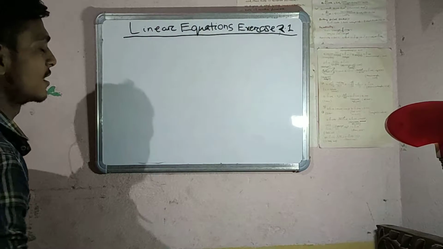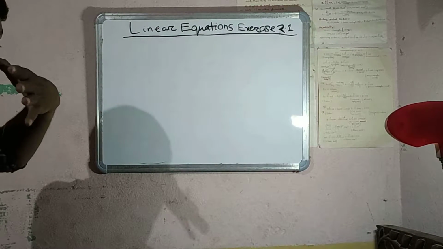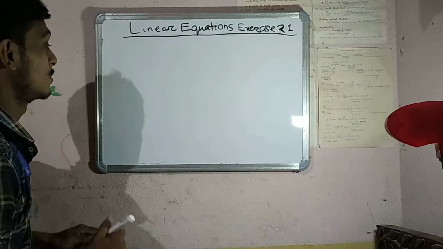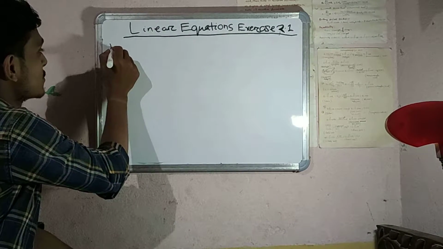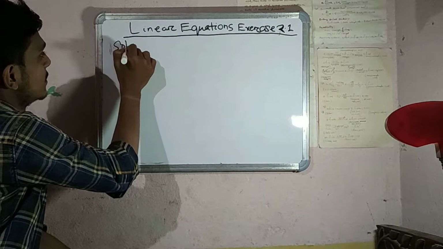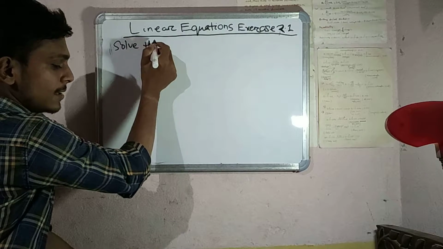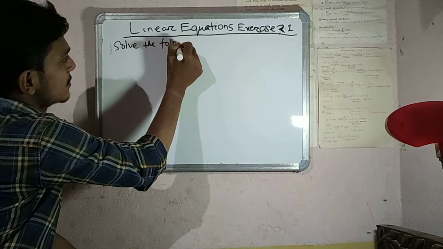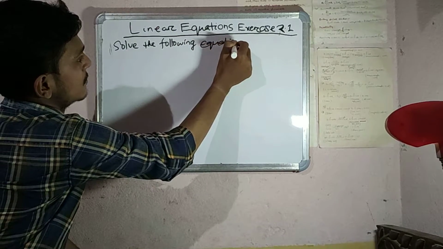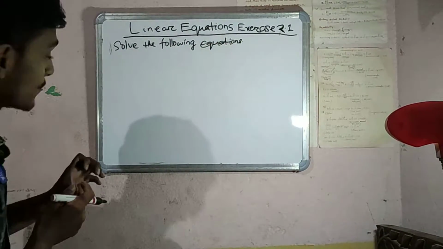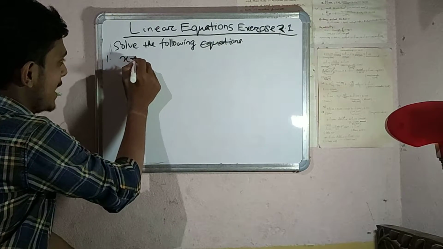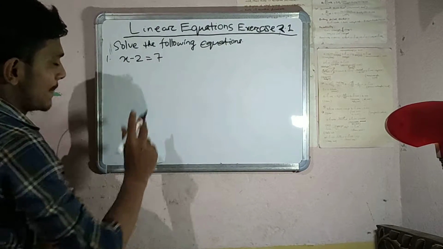Good morning, students. Today we discuss exercise 2.1 of linear equations. Okay, so your first question is: solve the following equations. The first question is x minus 2 is equal to 7.